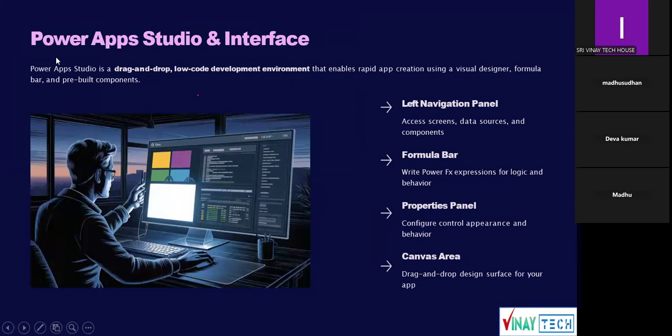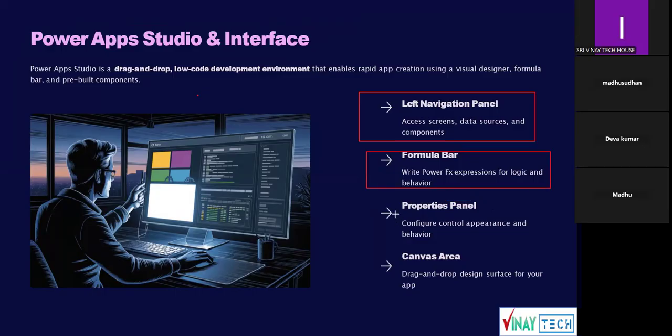So I already explained it in the Power Apps Studio. On the left side, we can see the left navigation panel, the formula bar on the top, the properties panel on the right side, and the canvas area where we add controls. I will explain you, okay?